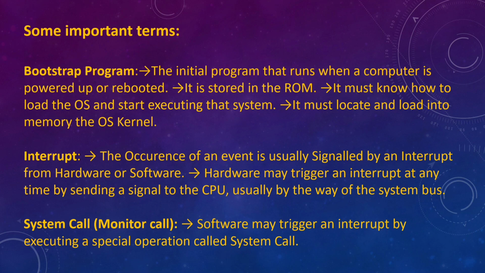The second is interrupt. An interrupt signals that some event has occurred. Hardware can trigger an interrupt at any time by sending a signal to the CPU. For example, when you press a key, an interrupt is sent to the CPU. Last is system call, also called monitor call. This is a way for software to trigger an interrupt. It also allows programs to request service directly from the operating system, like file access or memory management.